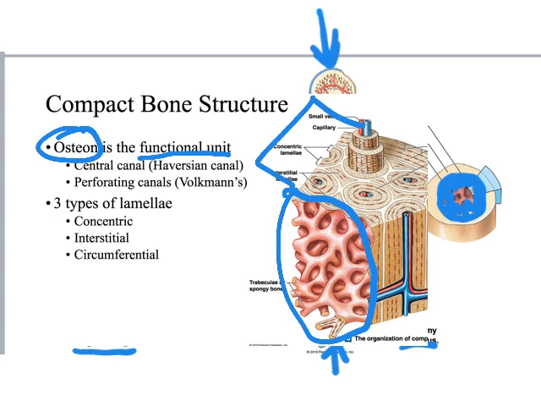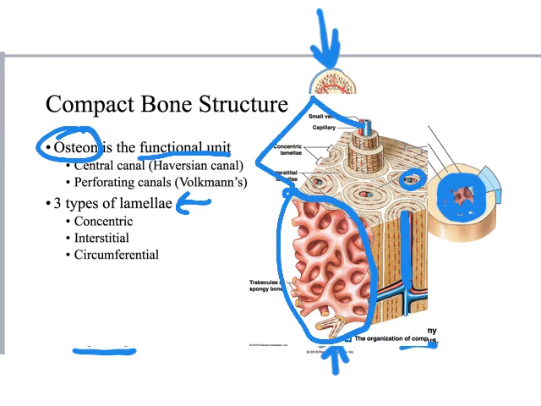Well, you have to have a central canal for blood vessels to run through so that it can be nourished. You have to have lacunae, and you have to have lamellae so that the osteocytes have a place to stay. And in compact bone, we're going to find there are actually three types of lamellae. Remember, lamellae was the matrix of bone in between the lacunae where the osteocytes lived.